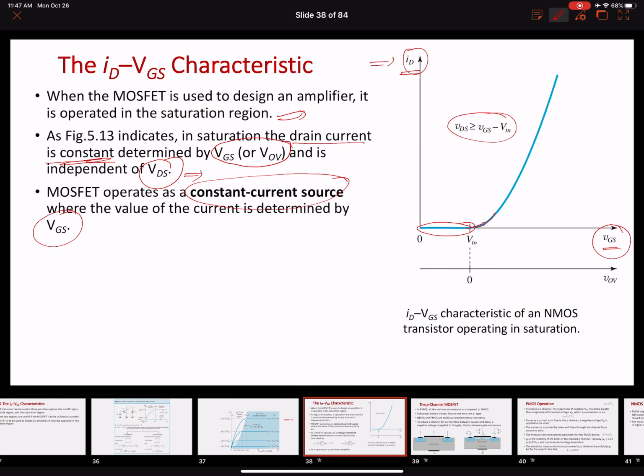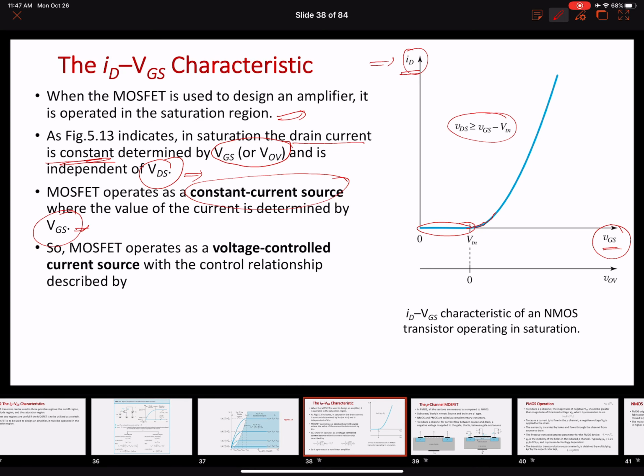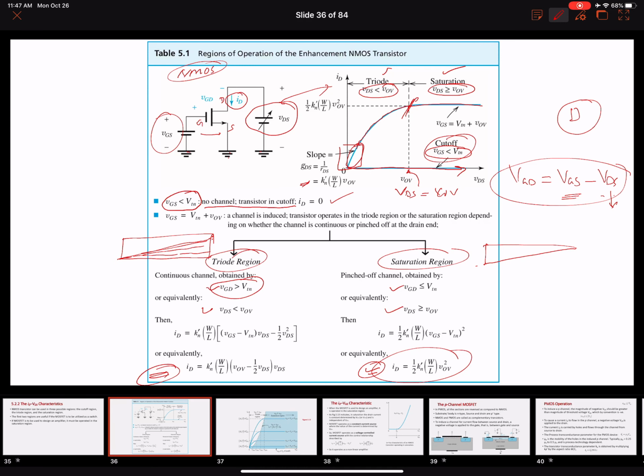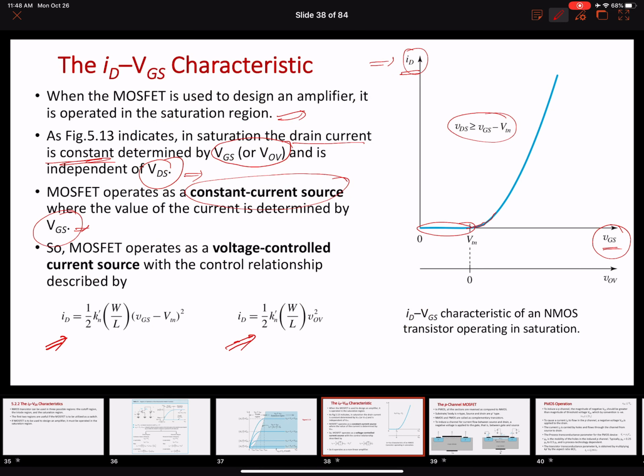So a transistor, or a MOSFET, can be operated as a constant current source, and the value of that constant current is determined by the gate to source voltage. So we can say that it is a voltage controlled current source, right? And this is a relationship that we have derived earlier. This is the equation for the saturation current ID. So ID equals half of Kn dash W over L times VOV squared, and this VOV is essentially VGS minus VT.